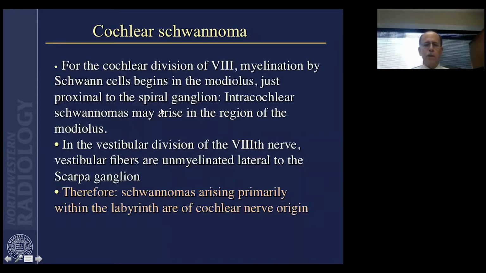Cochlear nerve fibers are myelinated by Schwann cells beginning in the modiolus, just proximal to the spiral ganglia. So intracochlear schwannomas may arise in the region of the modiolus. In the vestibular division of the eighth nerve, the vestibular fibers are unmyelinated lateral to Scarpa's ganglion. Therefore, schwannomas arising primarily within the labyrinth are usually of cochlear origin, not vestibular origin.